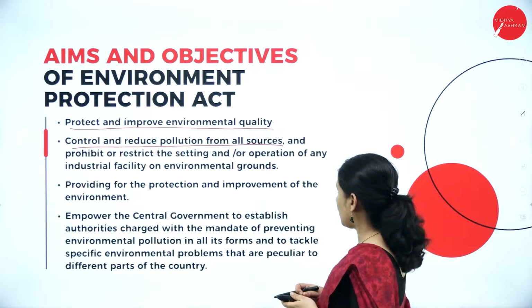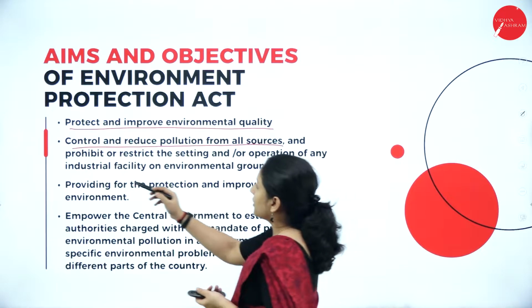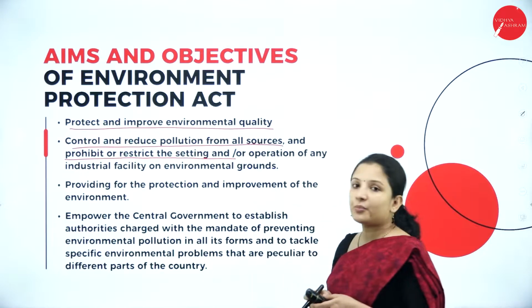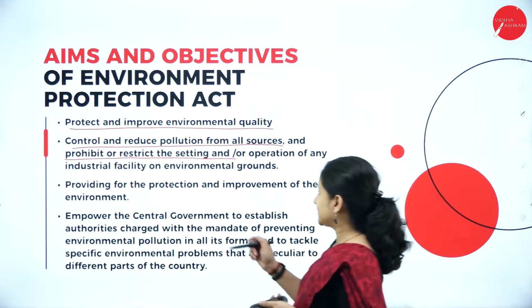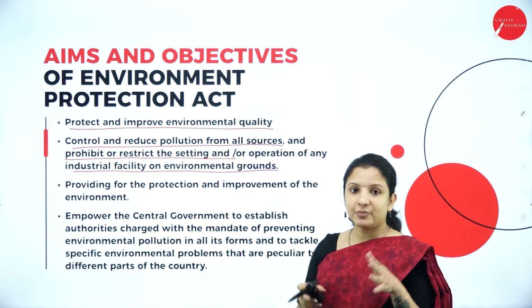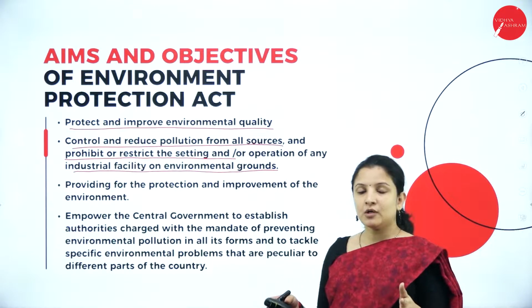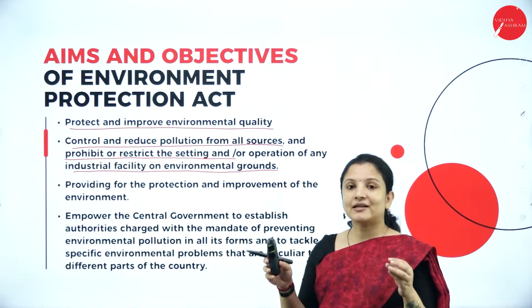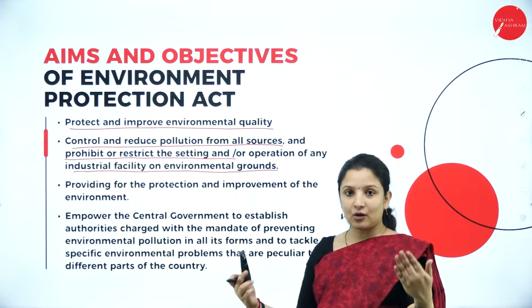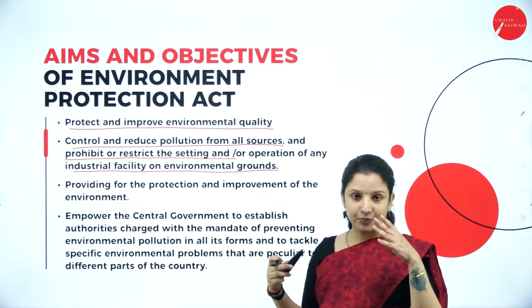Also, prohibition or restriction should be put on operating any industrial facility on environmental grounds. Say, for example, if an industry has to be set up, what are the rules and regulations that have to be followed by the industry? Say, for example, before letting waste out into the rivers, it should be treated.